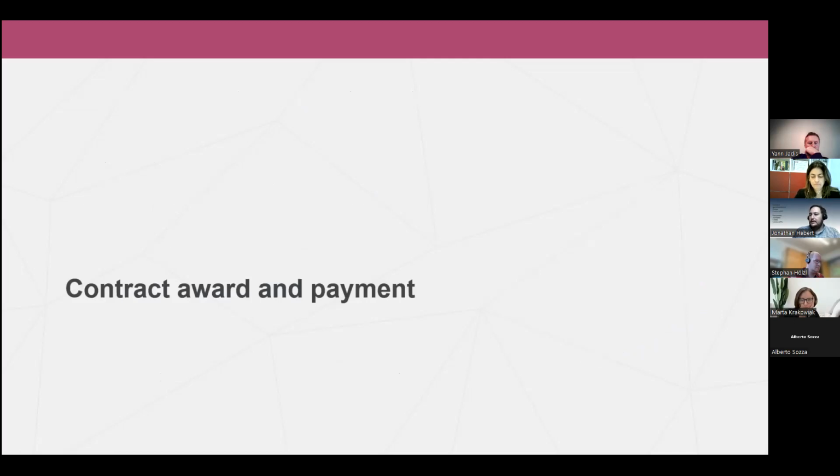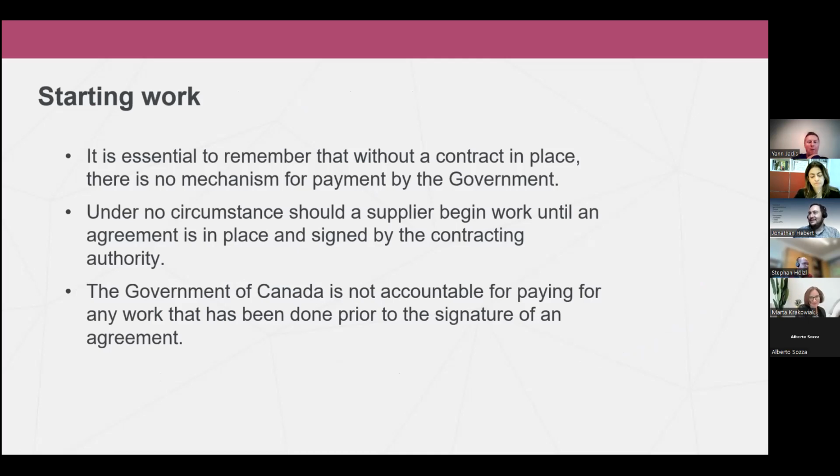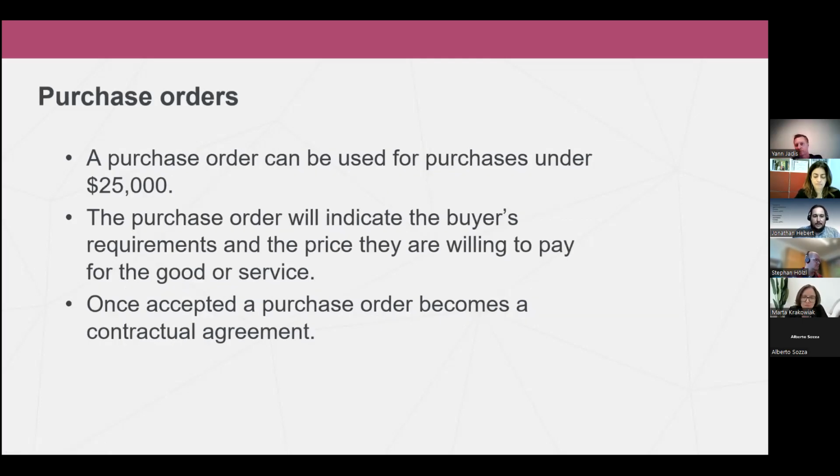All right, now the fun part, contract award and payment, when you get your money. So we talked about this a little bit. There's no mechanism for payment by the government unless there is a contract in place. So don't start working unless you have a contract. Not that you would, but that is an important thing with government. Never start until you have an actual contract in place. The government's not accountable for paying any work that's happened before a signature of an agreement. So that's important to note.